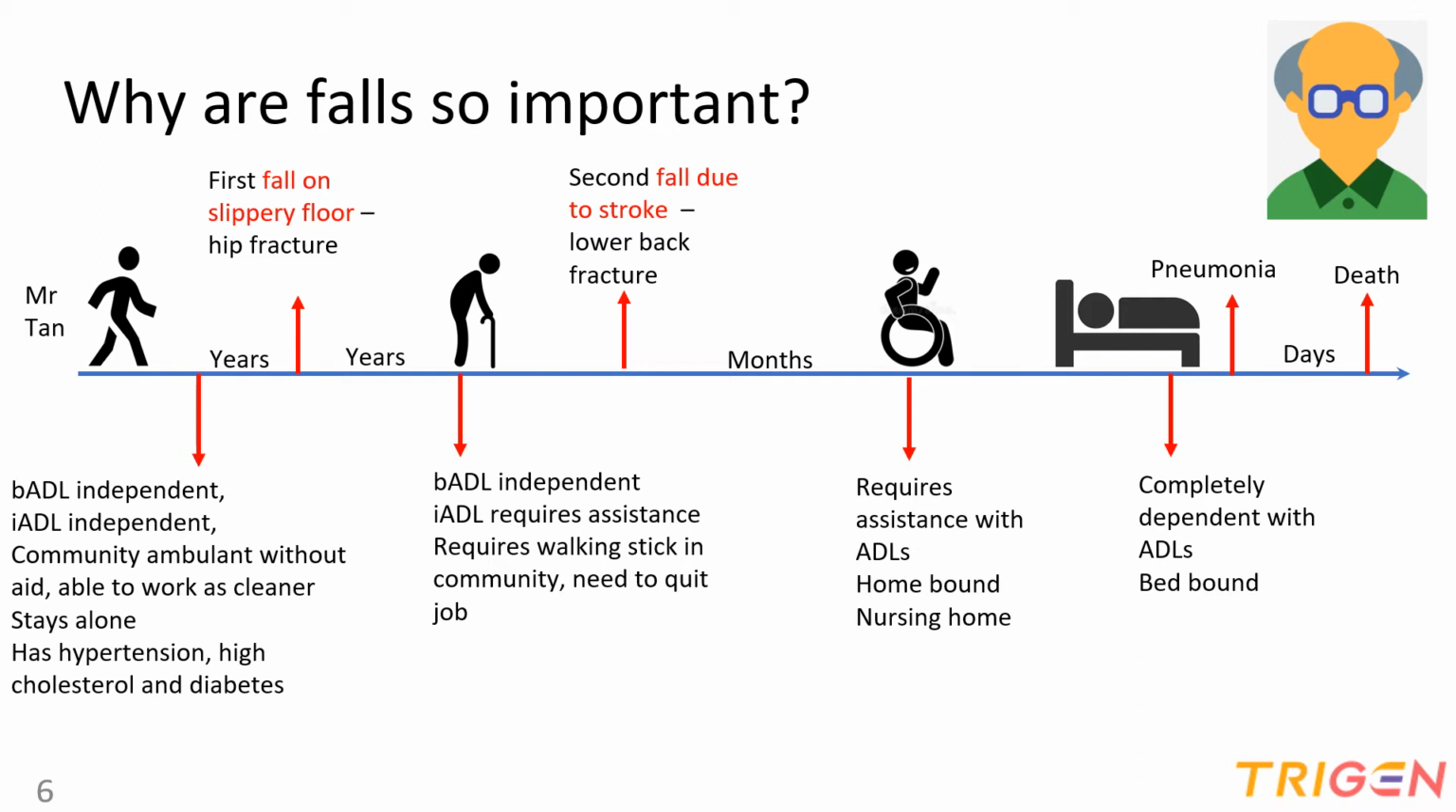As we can see, the loss of independence is a gradual process. Could his first and second fall been prevented? We will discuss this in our subsequent slides.